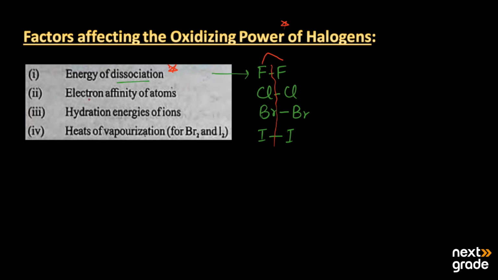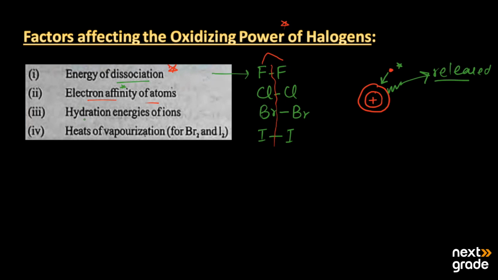The second factor is the electron affinity of the atoms. Basically, electron affinity is the amount of energy released when we add an electron. Here we want to add an electron, and as a result the energy is released. That energy is called electron affinity, that is, how much affinity that atom has for the added electron.